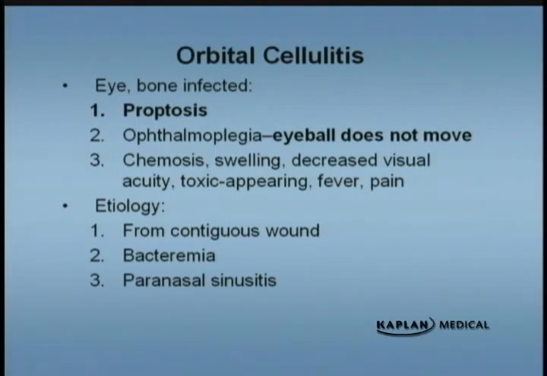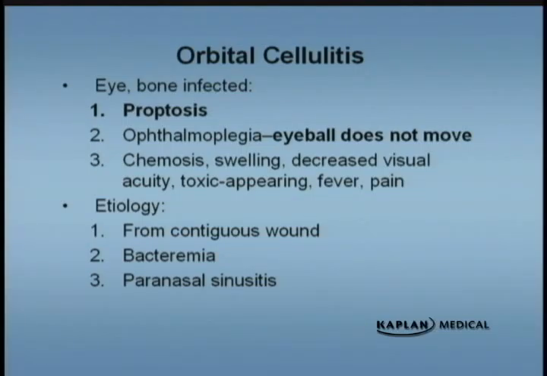Orbital cellulitis, however, involves deeper layers. It can occur from a sinusitis that has extended outwards, and it causes entrapment of the muscles of the eye, and therefore the eyeball does not move. That's the important thing that you need to remember to answer your exam question. They can have proptosis, which means that the eyeball is actually bulging outward, and remember, the eyeball does not move.